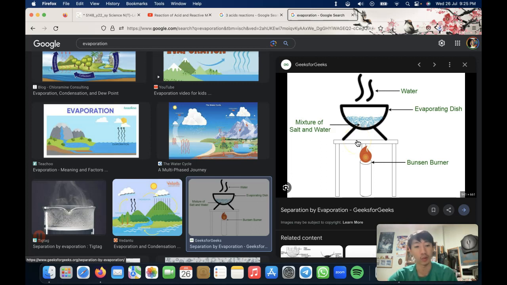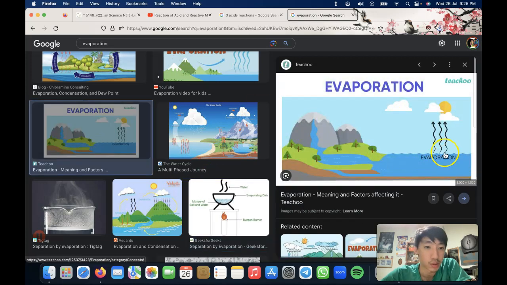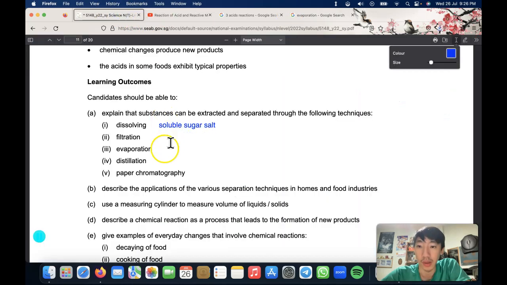Now just something to take note of. This is not exactly the same as boiling. When we say boiling, we refer to boiling water at 100 degrees Celsius. But actually evaporation can take place at a lower temperature than 100. For example, the ocean water can evaporate, but the ocean water is not boiling. So evaporation can take place at any temperature. Even at a low temperature, it can still evaporate the water. Okay, so that is evaporation.